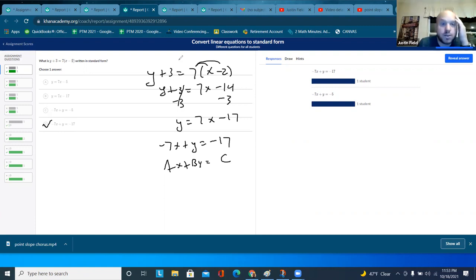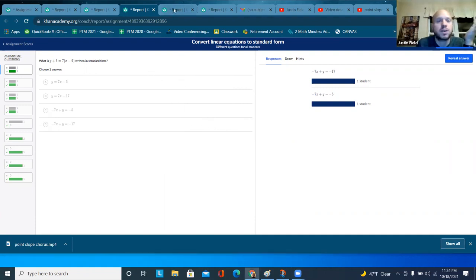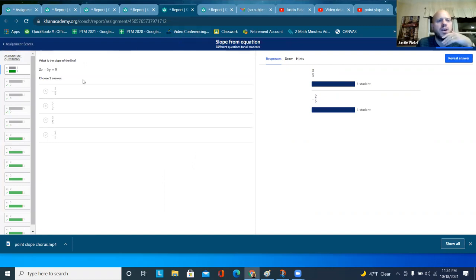All right, so converting, just some inverse operations. Nothing special there. Okay, what is the slope? How are you going to find the slope in standard form? You know, that's the only one without an m.